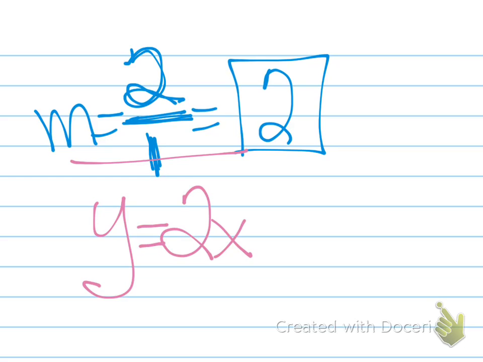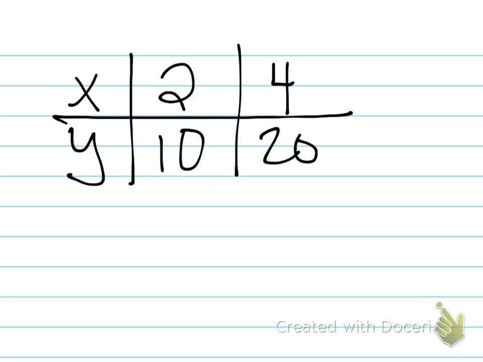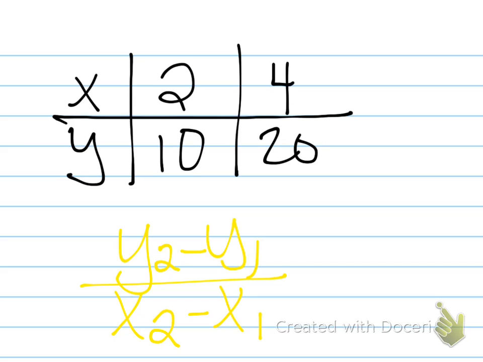Okay, so let's back up. Let me erase. Let's try another one. So here's my table. My x values go 2 to 4. My y values go 10 to 20. I'm going to do the same formula. I'll show you my formula down here: y2 minus y1 over x2 minus x1. The only difference is I'm going to use this table here.